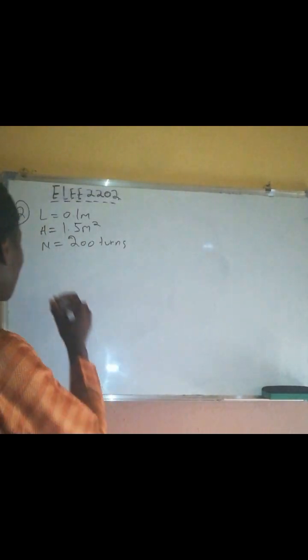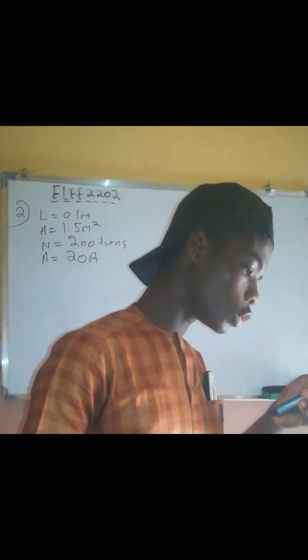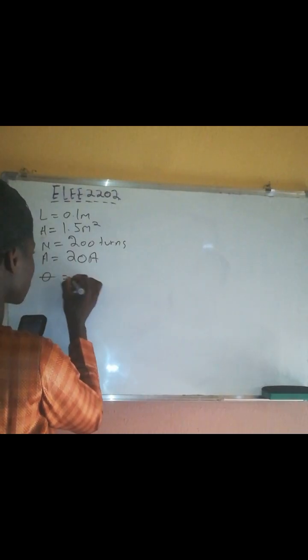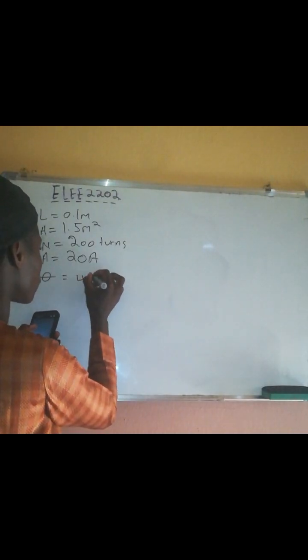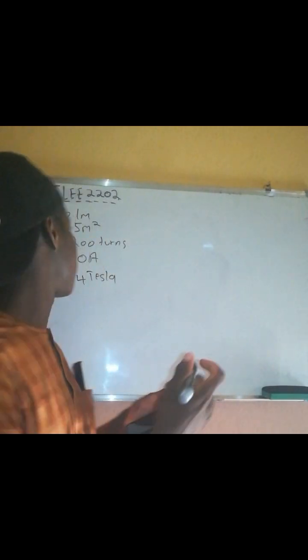200 turns, and the current is 20 amp, carrying a current of 20 amp wound on it. If the flux density is 4 Tesla, find the Magnetomotive force.